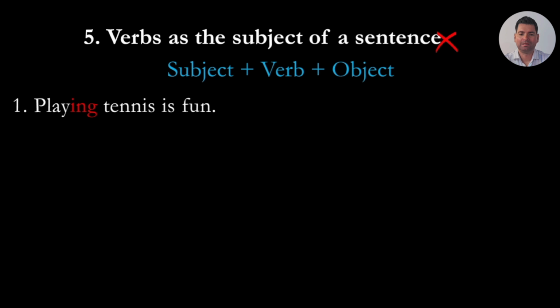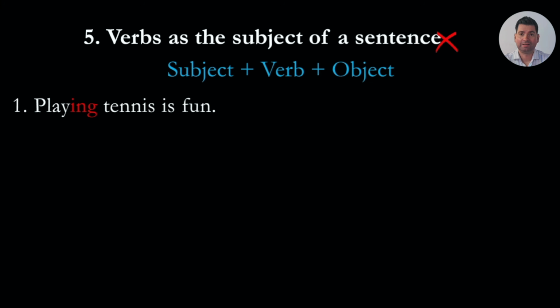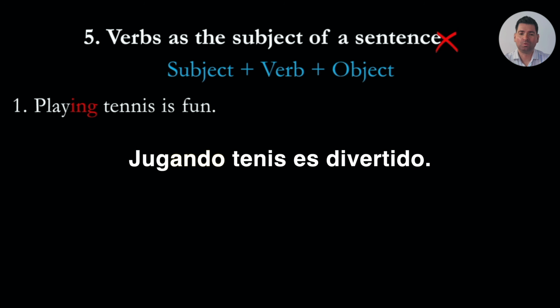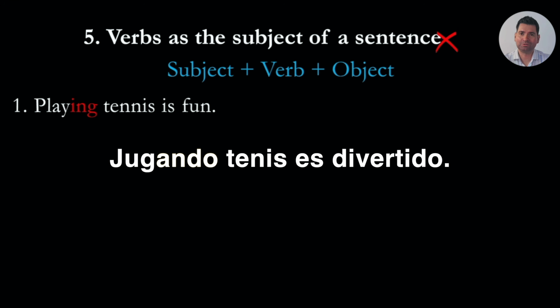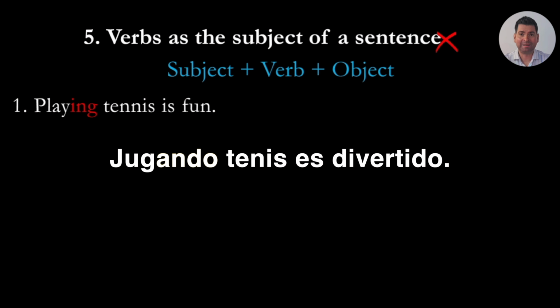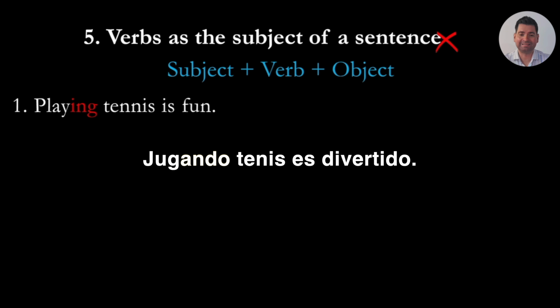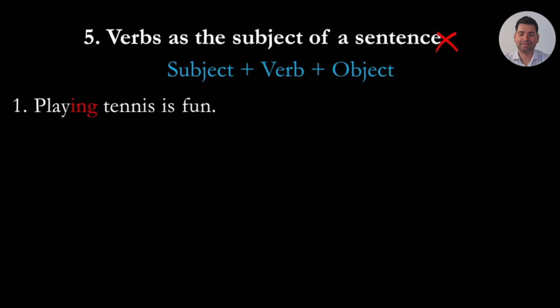Number 1, playing tennis is fun. If you didn't know what I'm explaining to you right now, you would probably translate this sentence to jugando tenis es divertido. But here, playing is not the main verb of the sentence. Playing is actually a noun. And the main verb of this sentence is "is." So playing tennis is going to be jugar tenis es divertido.